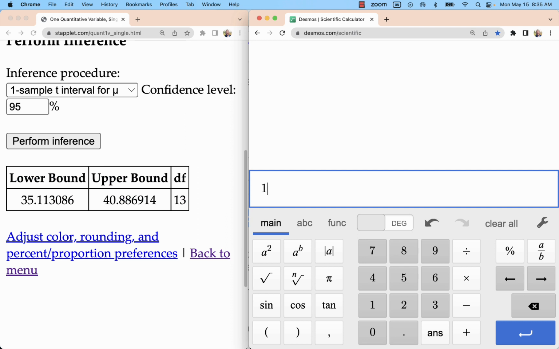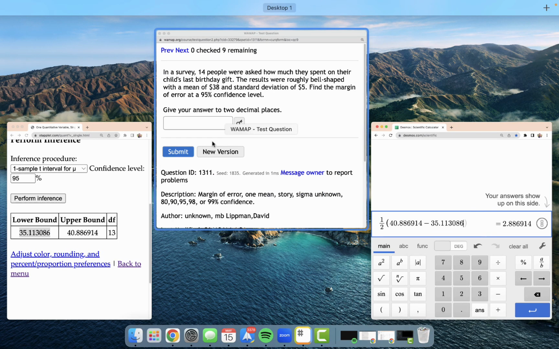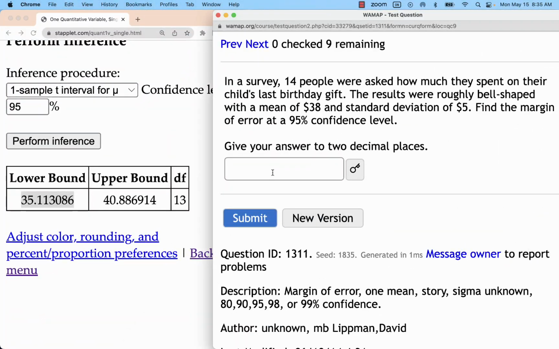And like we did before, that's 1/2 of the high minus the low. And I'll just go ahead and use the full precision and wait to round until I'm done. So on this problem, the margin of error is about 2.9, and it's asking for 2 decimal places, so that would be 2.89 for the margin of error.